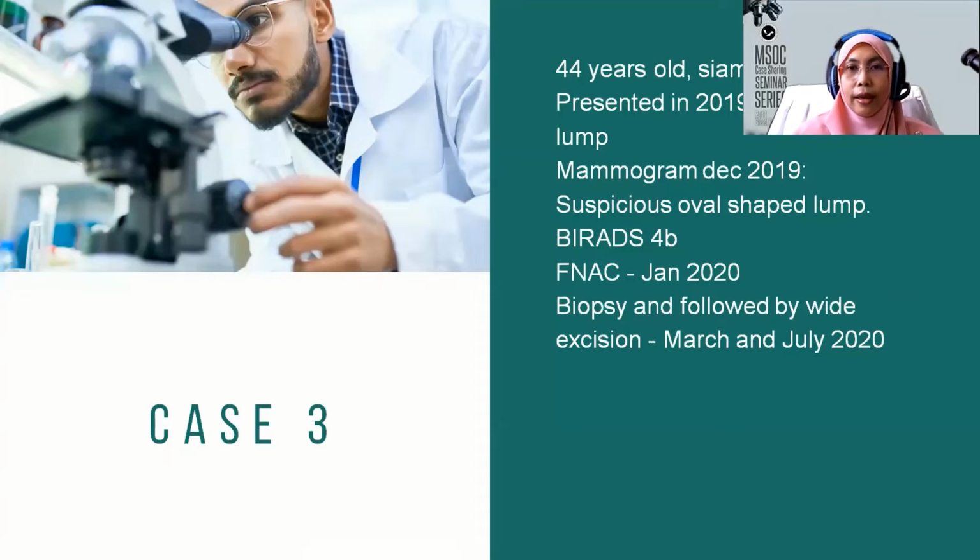Okay, last case, 44 years old Siamese lady, presented in 2019, right breast lump, mammogram was done, suspicious oval-shaped lump, BI-RADS 4B. So the history written in the request form was short and sweet. So this is the one. Then based on this, FNA was done in January last year, followed by biopsy and wide excision.